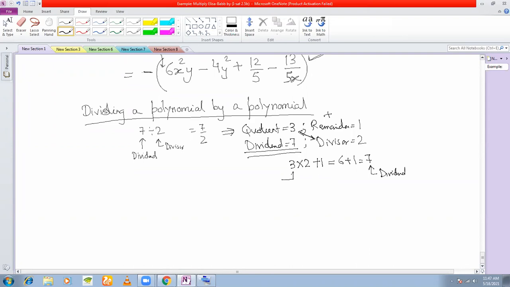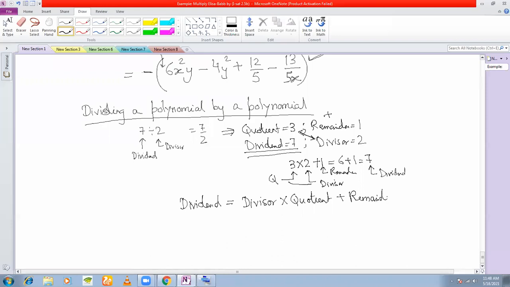3 was your quotient, let's say Q, right? 2 was your divisor, right? And 1 is your remainder, right? So what can we conclude from this? We conclude here that whenever two numbers or two polynomials are divided, dividend is equal to divisor into quotient plus remainder.